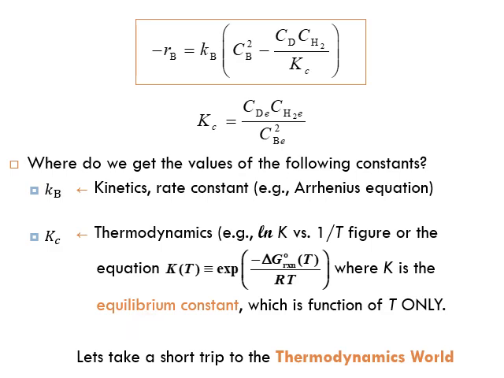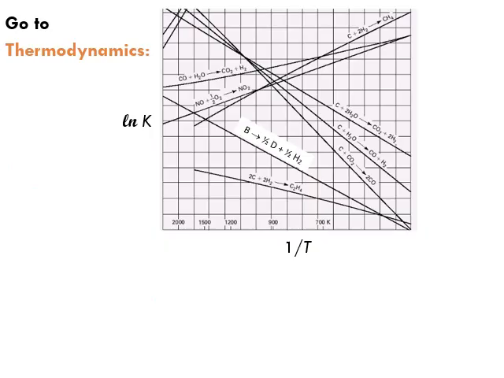So let's take a short trip to the thermodynamics world. In thermodynamics, you have seen this figure, which is ln K versus 1 over T. This is where you find the value of K, the equilibrium constant. Of course, you can also calculate the value of K using the expression ln K equals minus standard delta G reaction over RT.